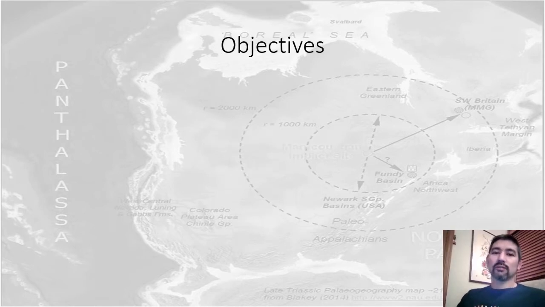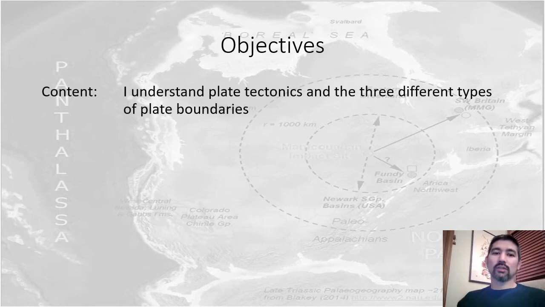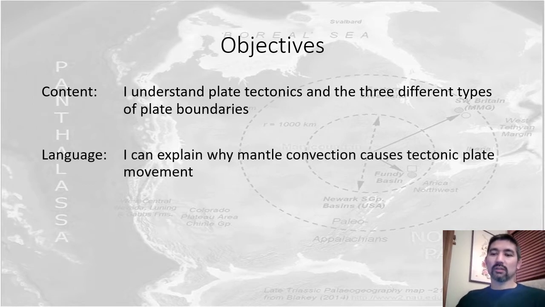So our objectives for today are: content objective, I can understand plate tectonics and the three different types of plate boundaries. Your language objective is to explain why mantle convection causes plate movement.